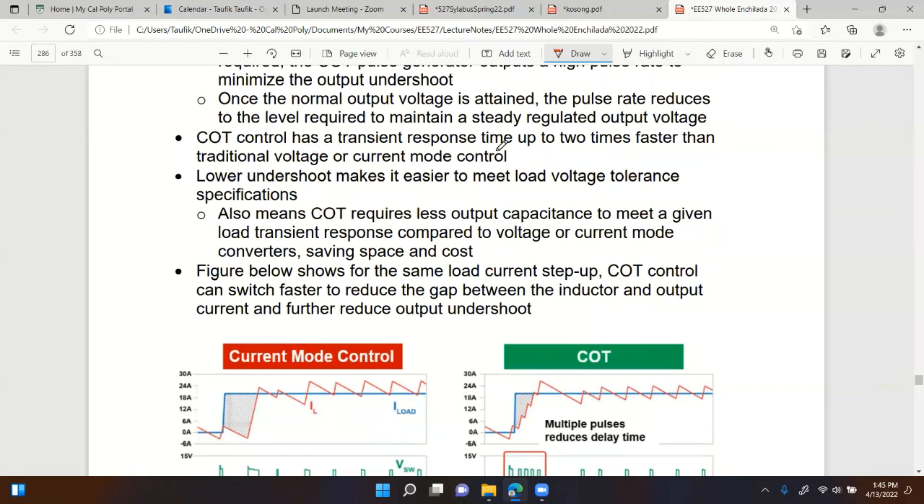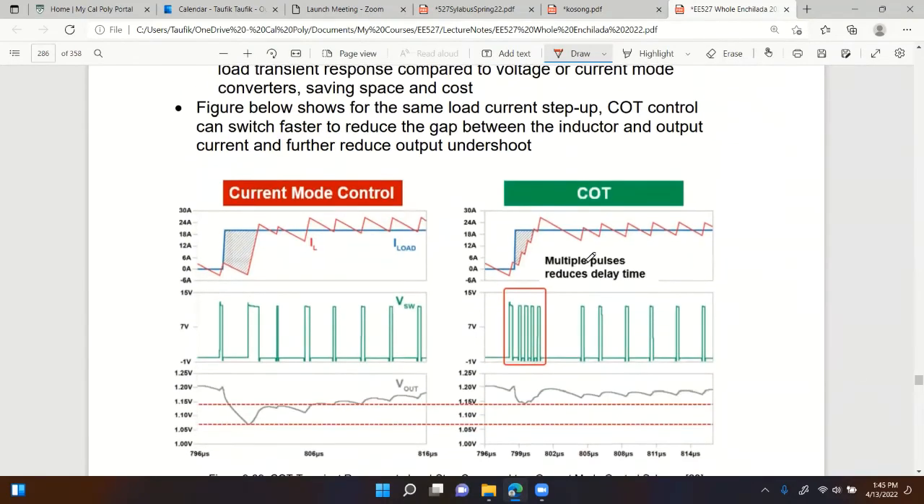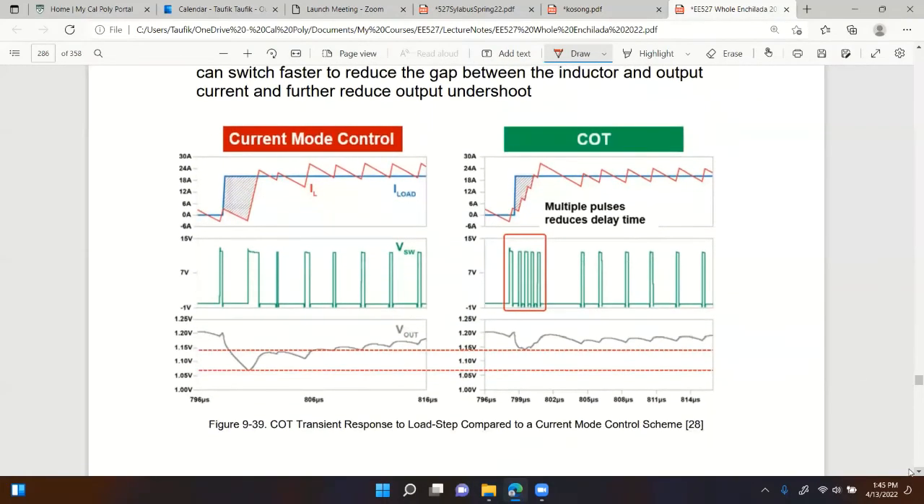COT control has a transient response time up to 2 times faster than the traditional voltage or current mode control. So it's fast. Lower undershoot makes it easier to meet load voltage tolerance specifications. All right, let's just look at how COT is faster compared to current mode.